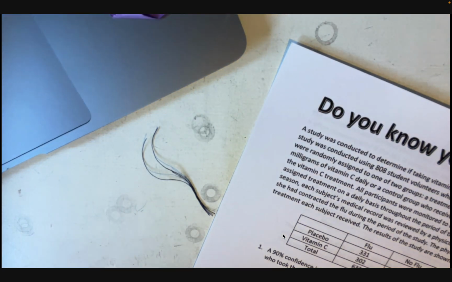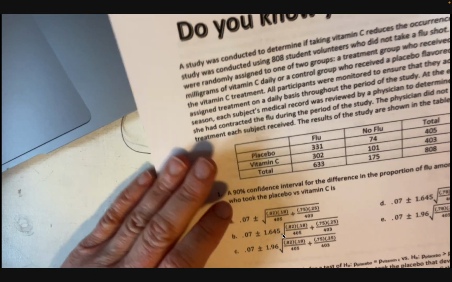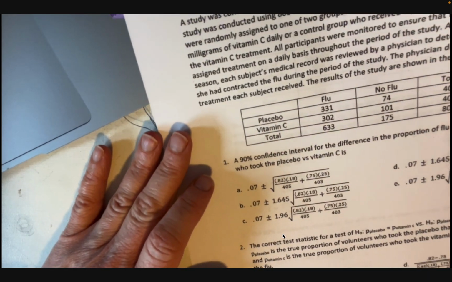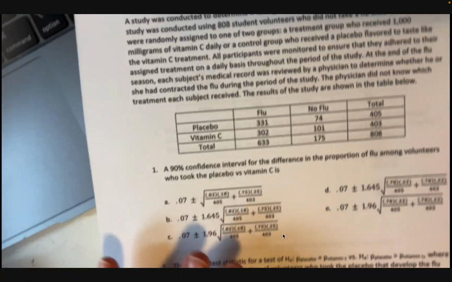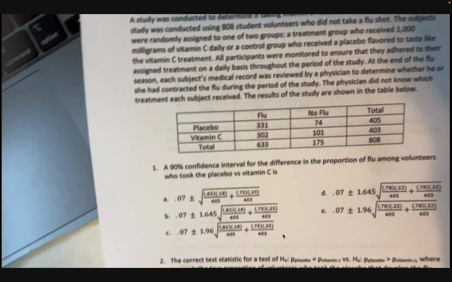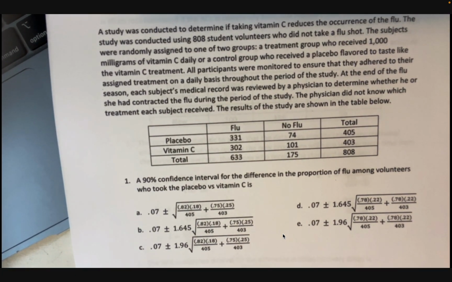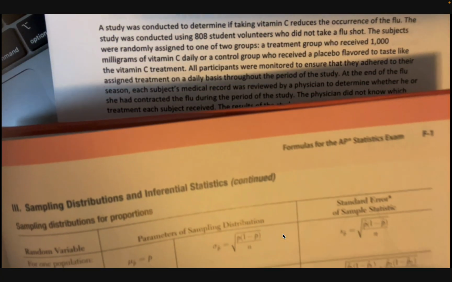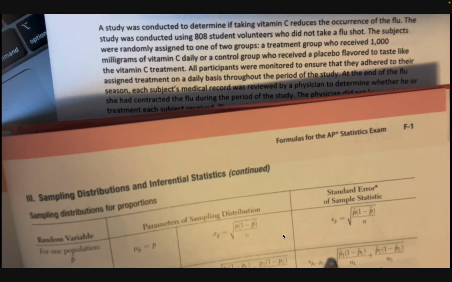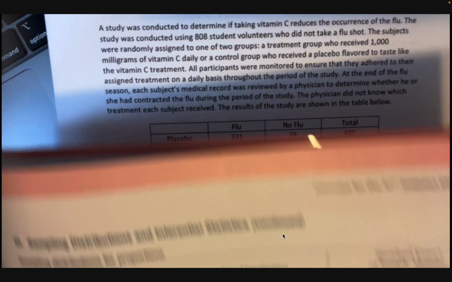First one right here, I would have expected you to get this first one correct. The first one is a straightforward confidence interval, so you're just using the formula for the standard error. So you're using the p hat 1 and the p hat 2 and the n1 and the n2.